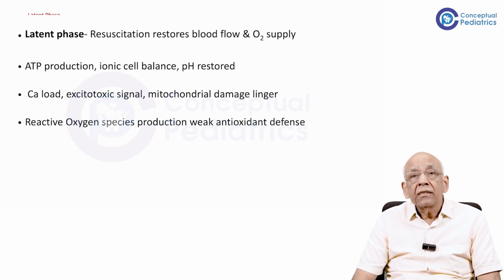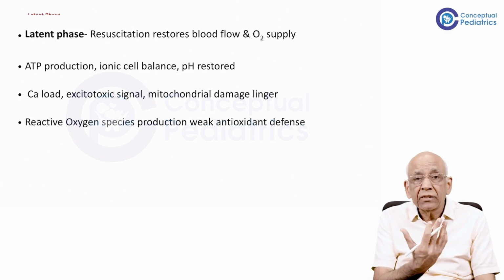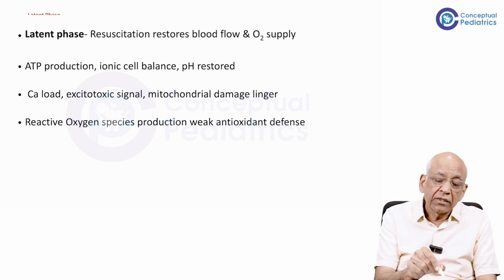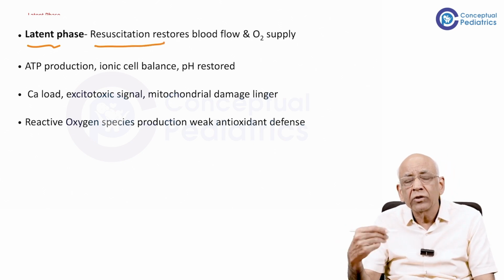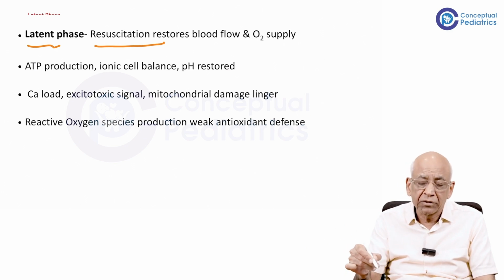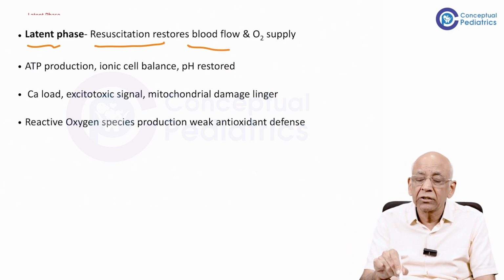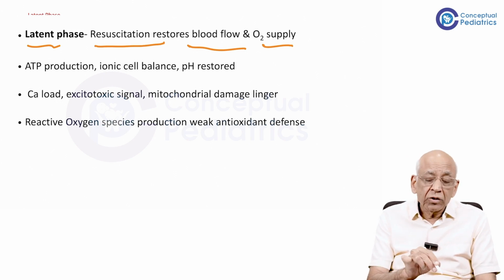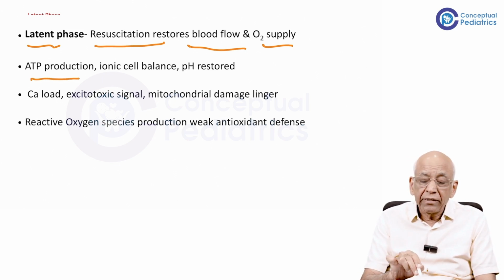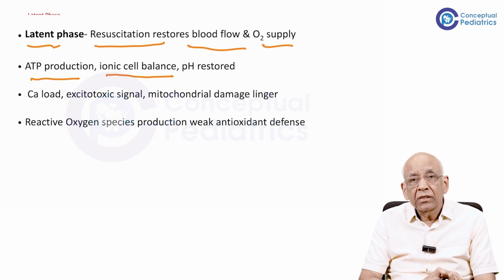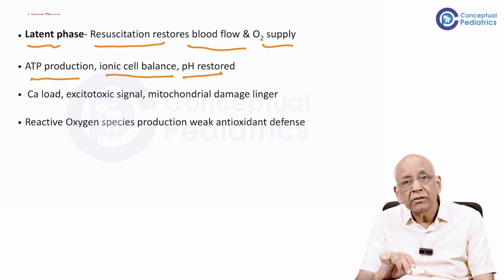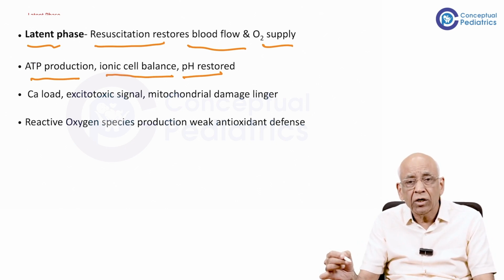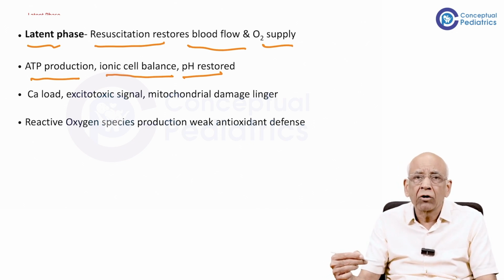Then there is the latent phase. After this primary energy failure, there is a latent phase in which resuscitation is occurring, and circulatory changes are also occurring in the fetus after birth. So, with resuscitation, there is some restoration of blood flow and oxygen supply. So, there is some ATP production, and ionic cell balance and pH are restored. Ionic balance means the sodium content of the cell and the calcium content tend to get normalized.